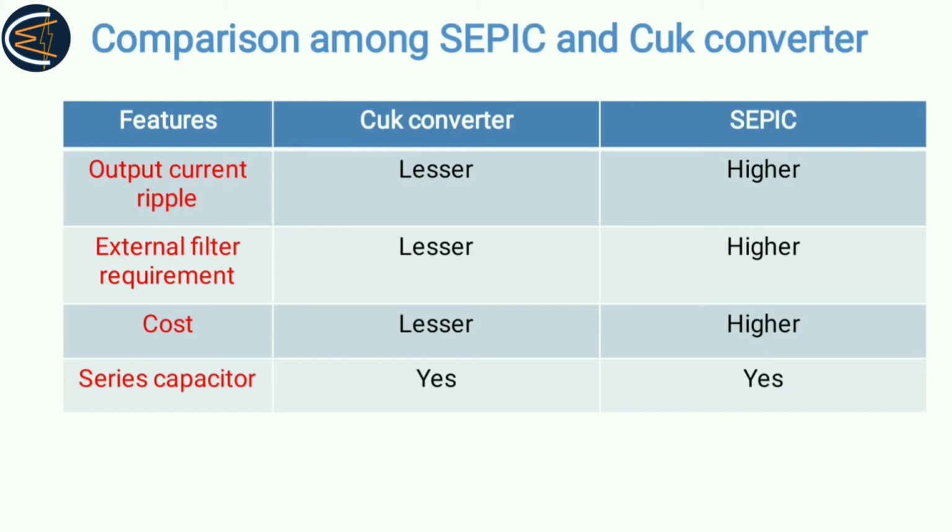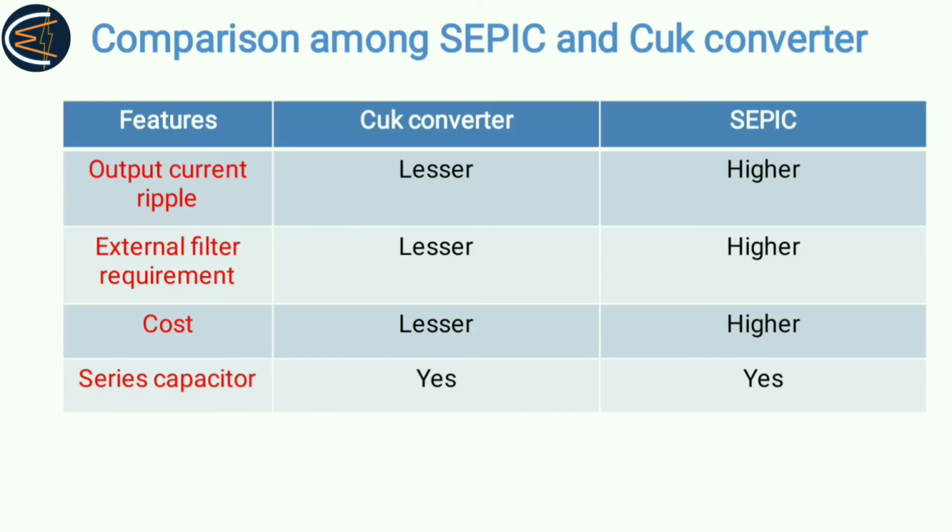Because current ripple is less, automatically the filter requirement for Cuk converter will also be less compared to SEPIC. As a result, the cost of the circuit will be less for Cuk compared to SEPIC. And if I talk about series capacitor, yes, both of them have series capacitors. One more thing is that for that series capacitor, the current rating should be very high, because here the capacitor is connected in series.